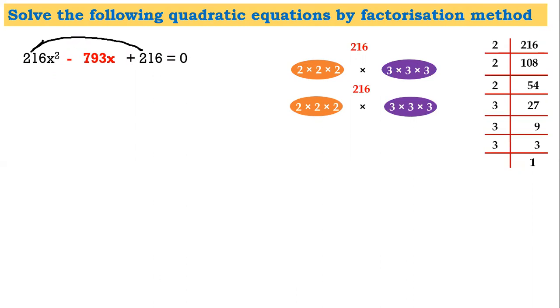Now students, we want two numbers such that, just because the last number's sign is plus, after adding the two factors, I should get 793, that is, minus 793. Now students, it's all about taking different permutations and combinations. I'm going to give you a method for these types of sums which works in 90% of the cases.